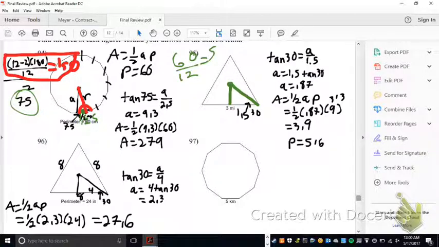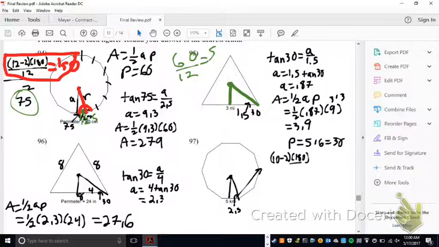Now 97, our perimeter equals 5 times 6. I don't know why it's 6. I may have done this one wrong. Let me see if I catch my error. It's a decagon.